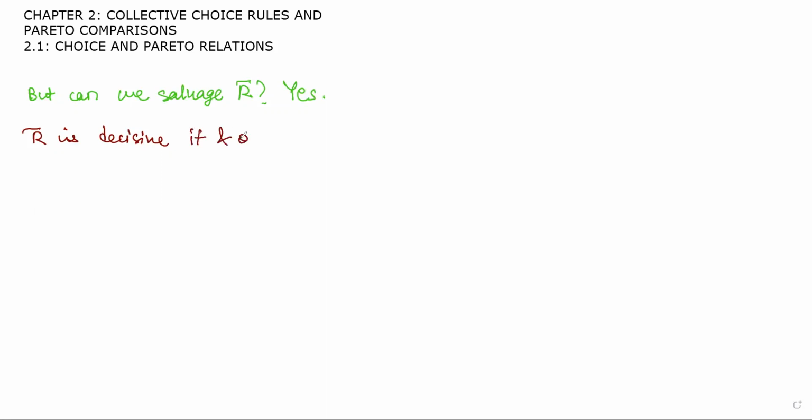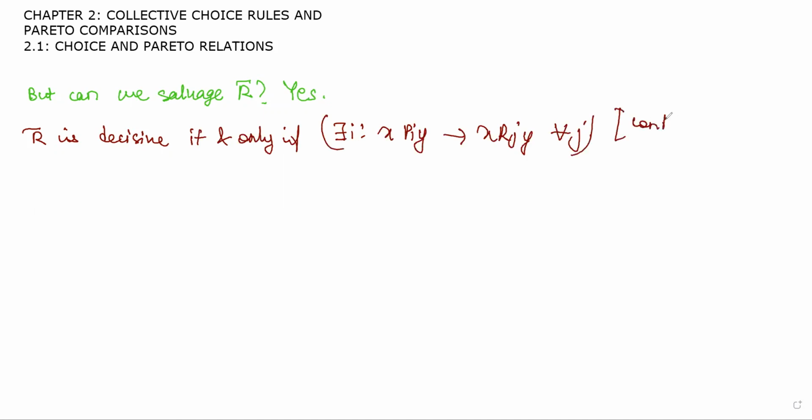If and only if there exists i such that x P_i y implies x R_j y for all j. If this is true for the individual preferences, this is a condition on individual preferences.